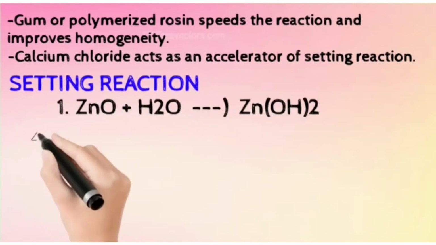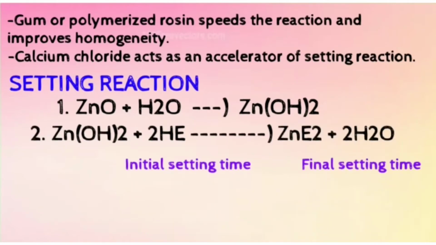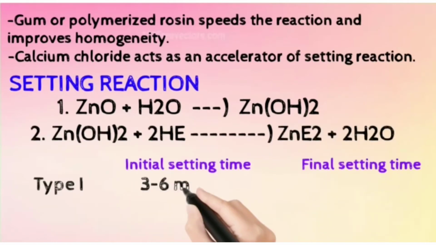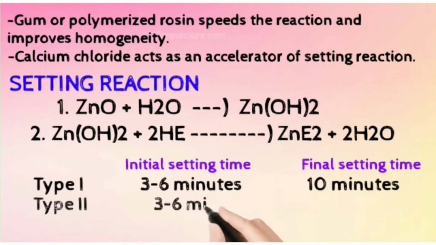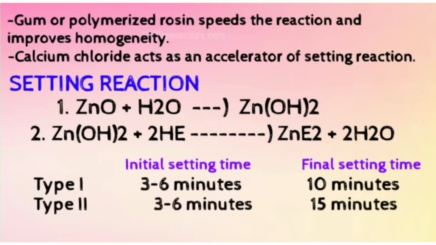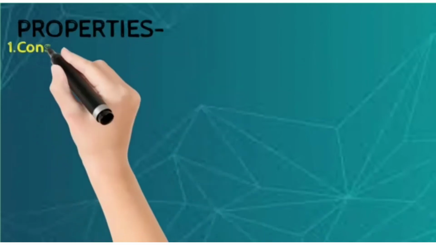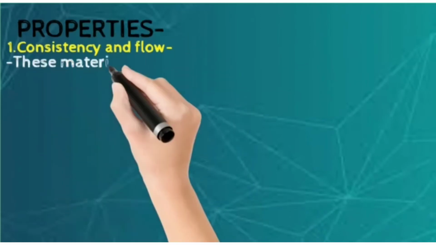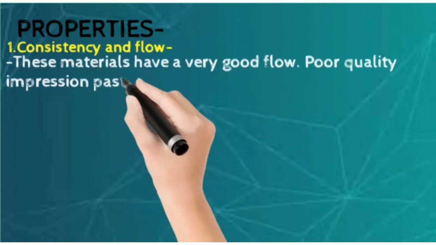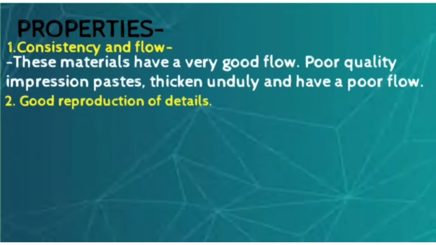And in this setting reaction, the initial setting time and final setting time for both the types are mentioned here, 3 to 6 minutes for type 1 and 10 final setting time. Then we are going to talk about the properties. So consistency and flow: the material should have a good fluidity, and poor quality impression pastes are going to have poor flow.